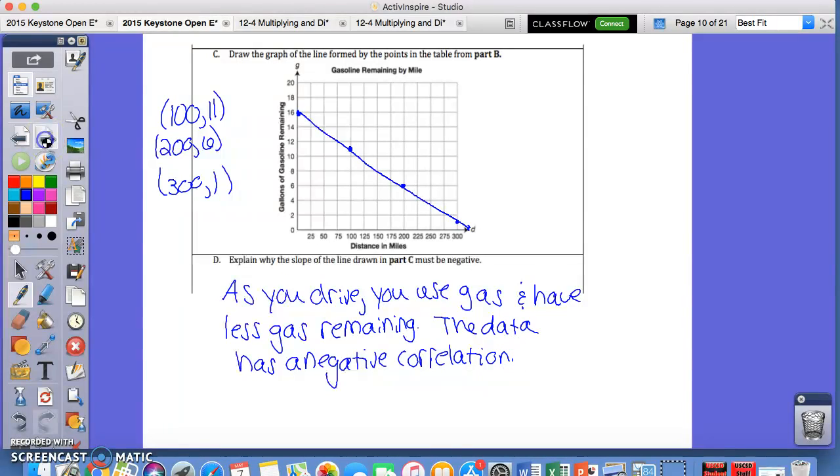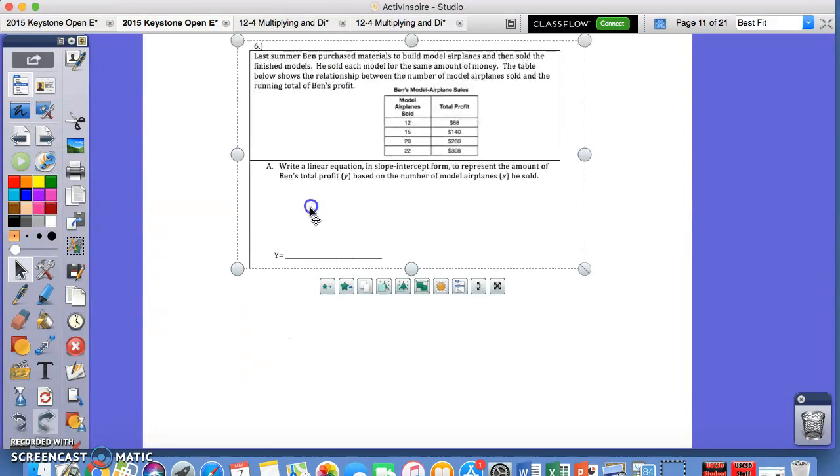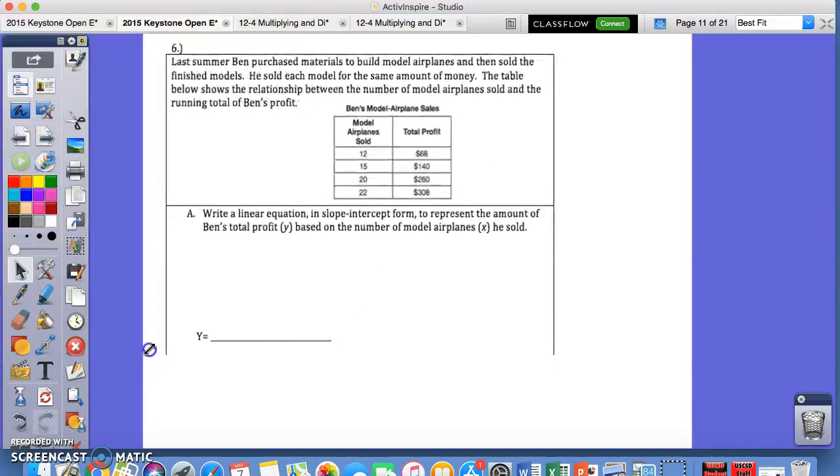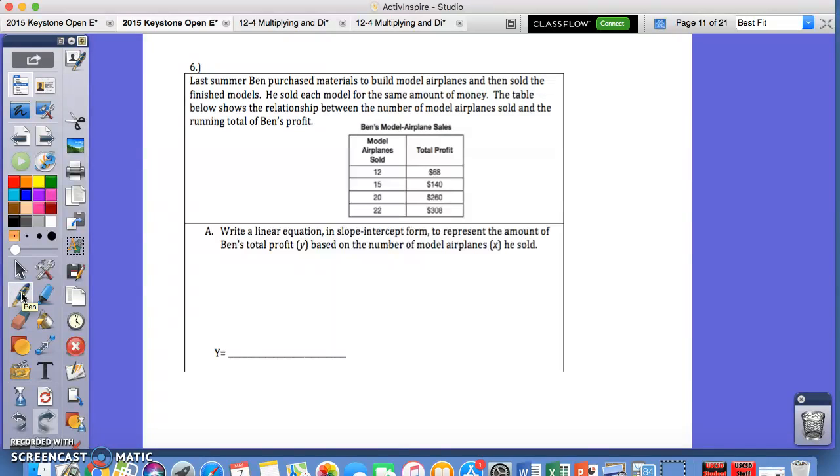Okay. Number 6. It says, last summer, Ben purchased materials to build model airplanes and then sold the finished models. He sold each model for the same amount of money. The table shows the relationship between the number of models he sold and the total running profit. Write a linear equation in slope-intercept form, so we know that's y equals mx plus b, to represent the amount of his profit y, based on the number of airplanes x.